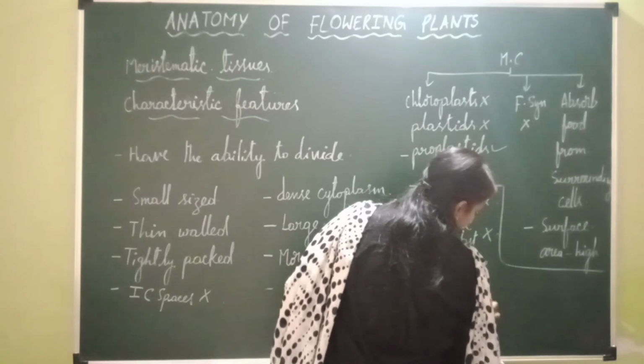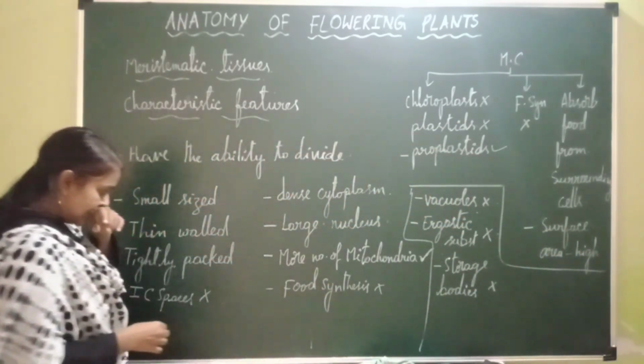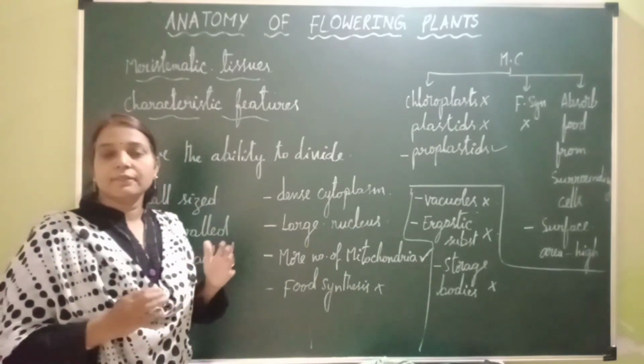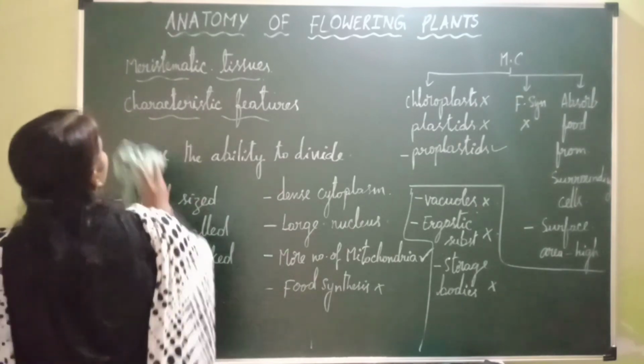So these are the characteristic features of meristematic tissues or meristematic cells. These meristematic tissues are divided into different types based on their origin and based on their location.